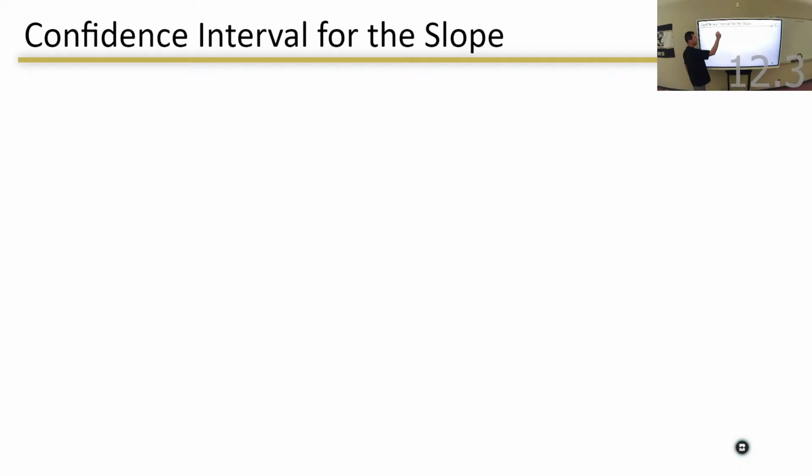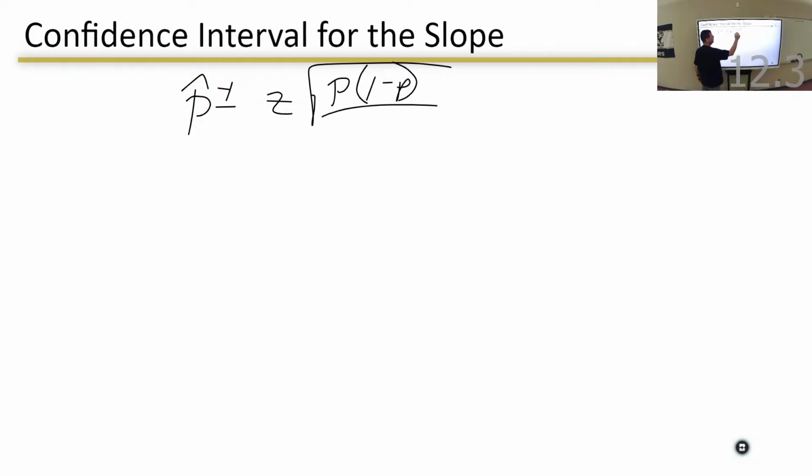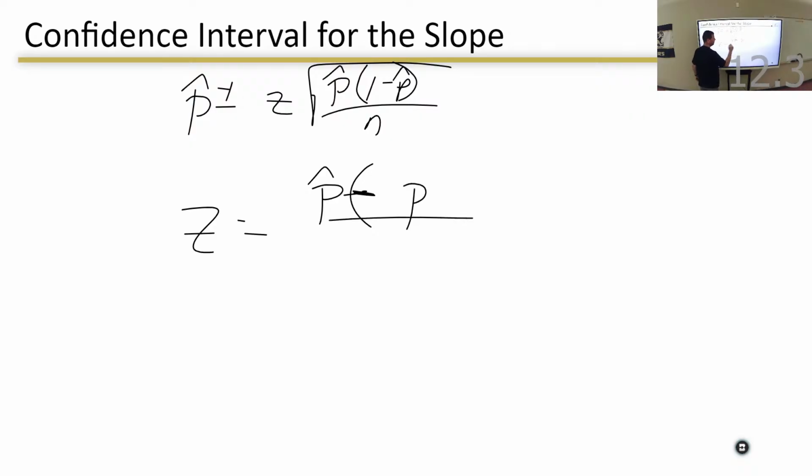We have, let's do p hat plus or minus z star square root of p hat times 1 minus p hat over n. Those are hats. Yay, y'all kind of remember that. Hopefully it's chapter 8. That was one of the first things we did in inference. We also had this one for chapter 9: p hat minus p over the square root of p times 1 minus p over n.